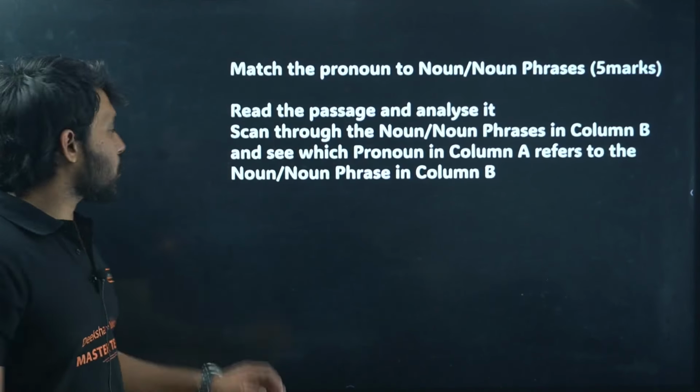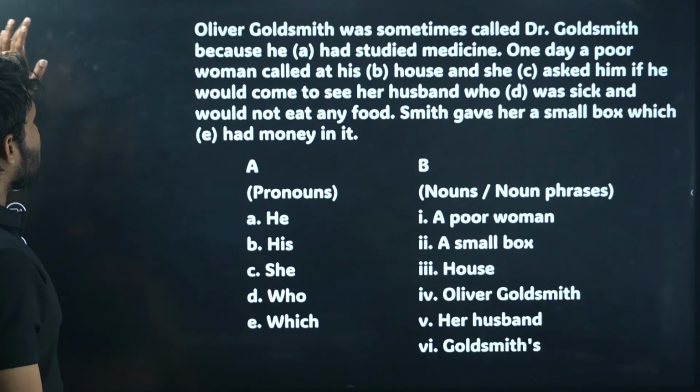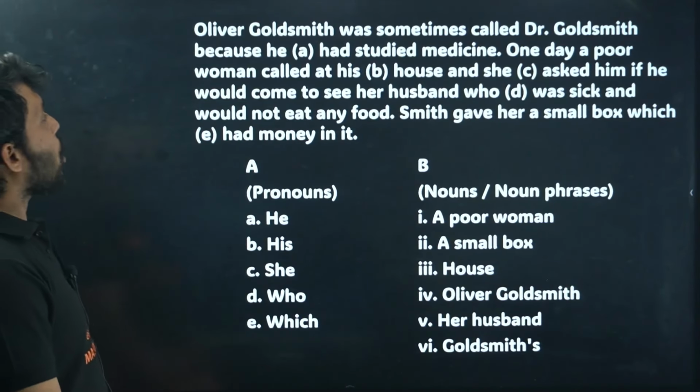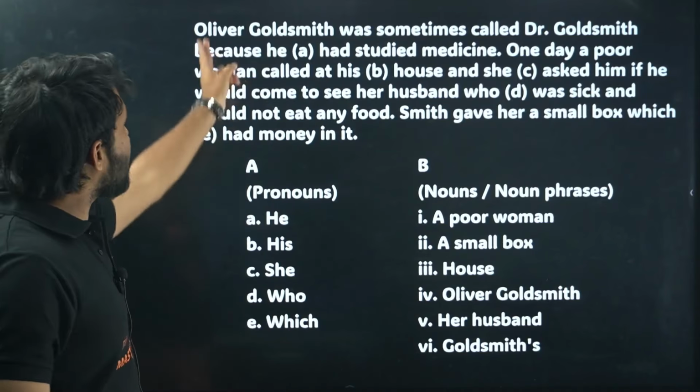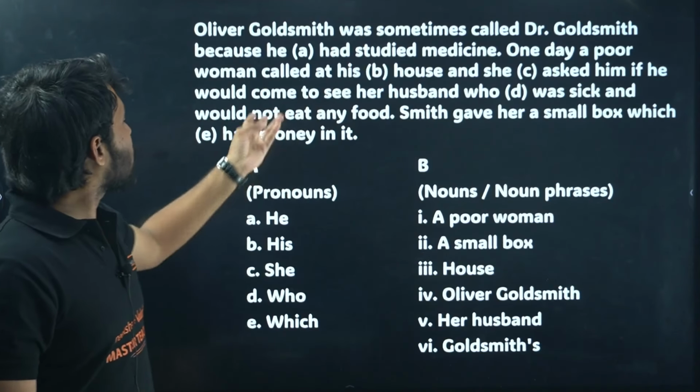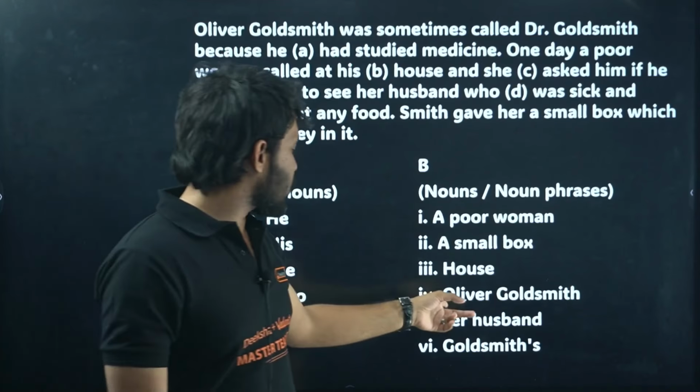Okay, we'll solve a question. So here is the question. Oliver Goldsmith was sometimes called Dr. Goldsmith because he. So, because he here refers to none other than Oliver Goldsmith. So, here is your answer.